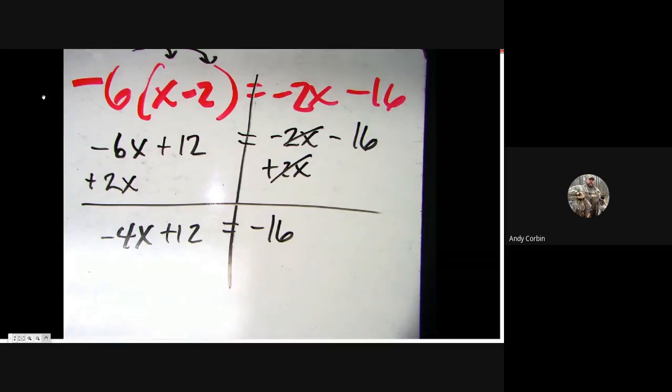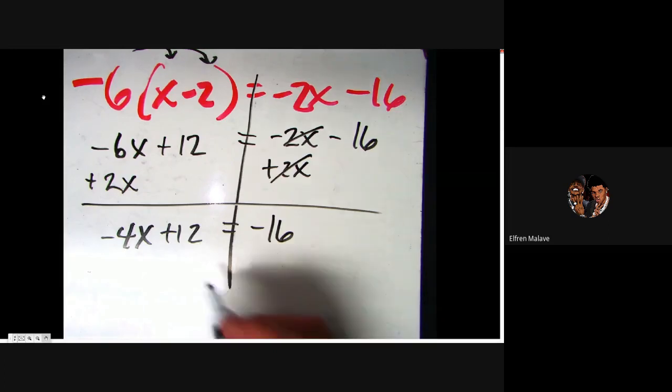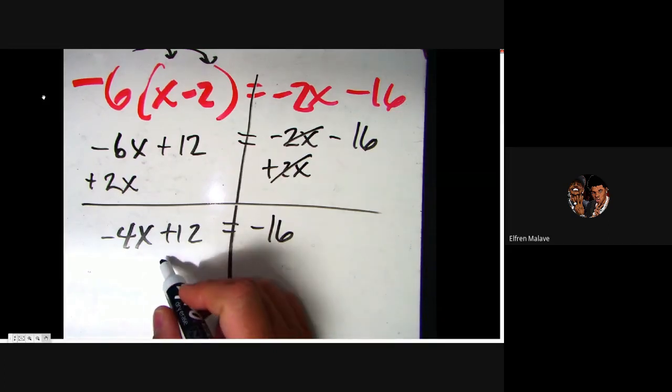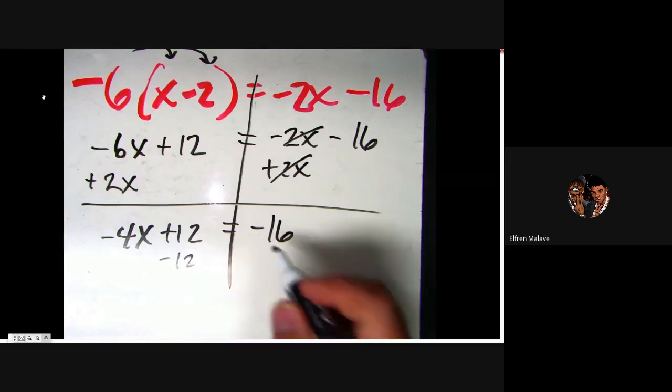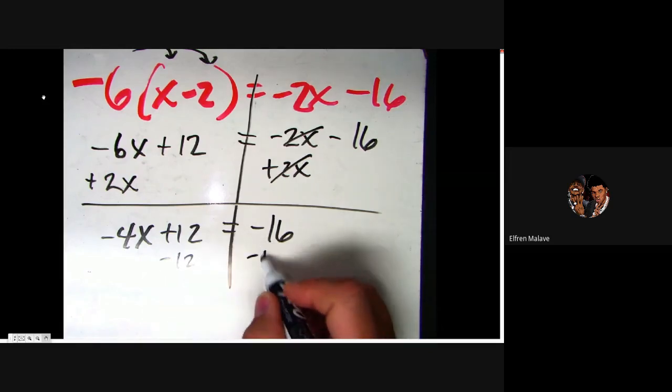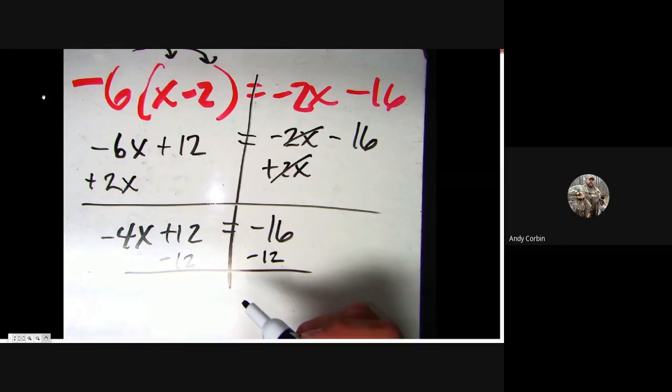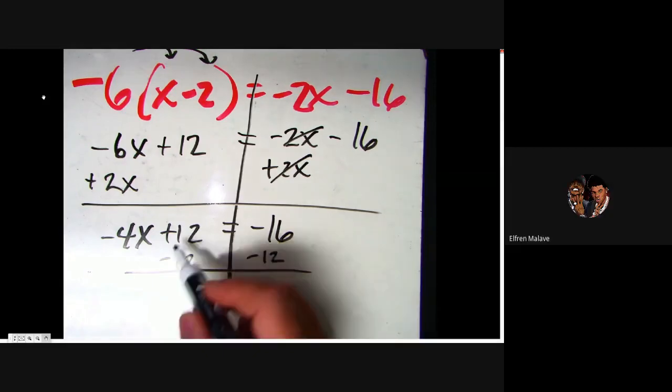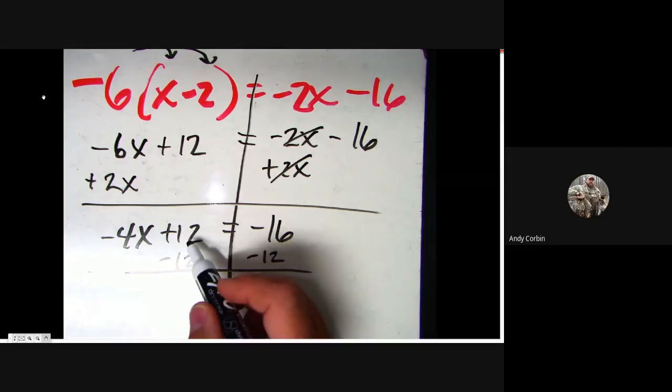Elfrin, do we have all of the steps taken care of? Yes. Okay, so what's next, brother? You subtract 12, and then subtract 12 from 16. Okay. Then what? What happens here? That cancels out. Right.